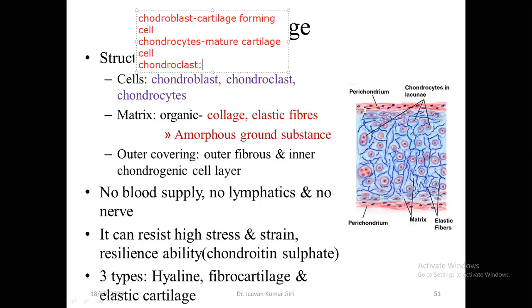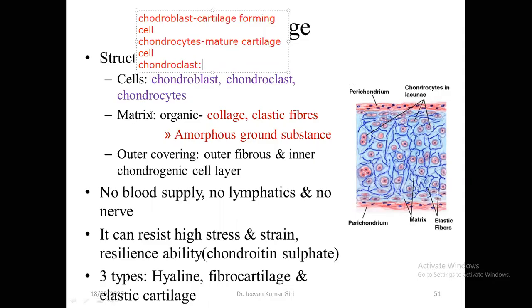See, if there is excess formation of the cartilage, they will absorb that cartilage and give the proper shape to the cartilage. Okay, so they will maintain the shape of the cartilage by absorbing the excess cartilage. Okay, just remember this thing. So they are the cellular component of the cartilage. Now next is the matrix.